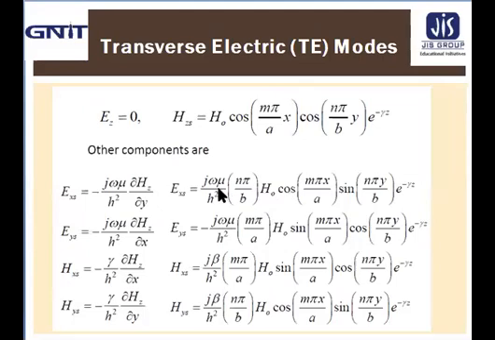And this implies that the lowest mode can be TE10 or TE01, which depends on the values of a and b, that is the cross section dimensions of the rectangular waveguide. It is standard practice to have a greater than b, so that 1 by a square is less than 1 by b square.